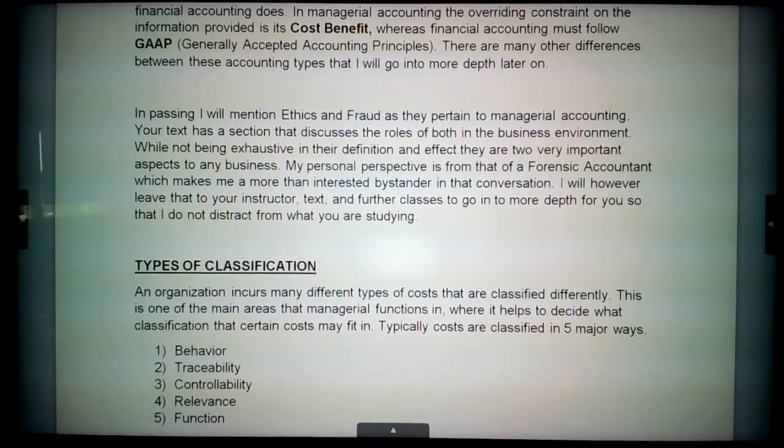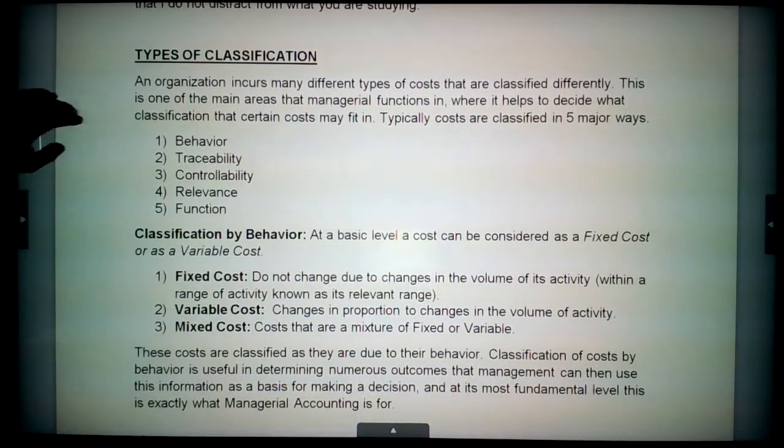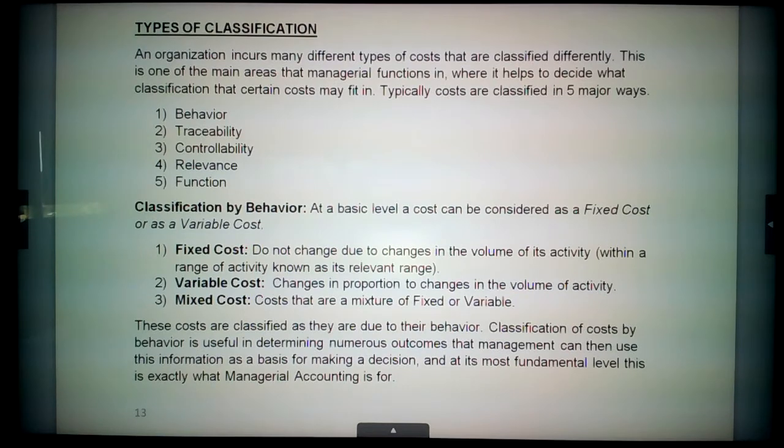A quick note about ethics and fraud. Ethics is very important in managerial accounting. Obviously, this accounting affects the information within the company, which is eventually used for the financial accounting for the statements that are presented. And as such, it's important to have strong ethics here and have strong controls to prevent fraud. So there are some minor discussions in your textbook about this, but there are other things you can read about it. I just want to make a quick note of that because it is very important to have those in mind when doing managerial type accounting.